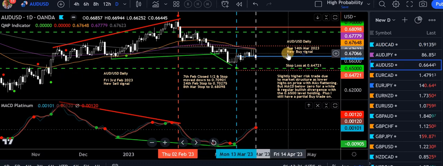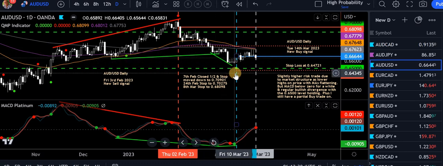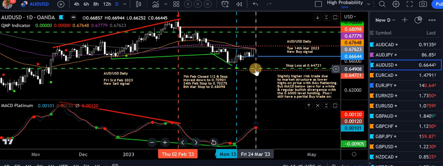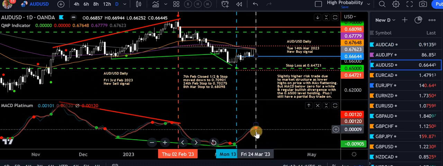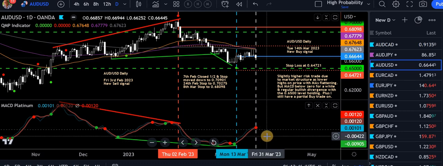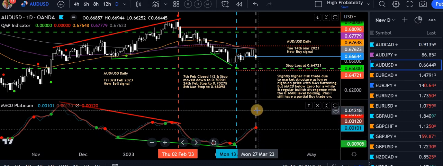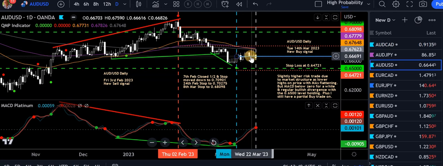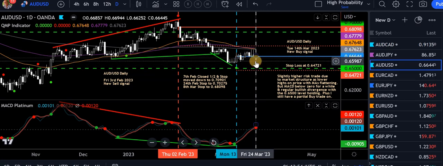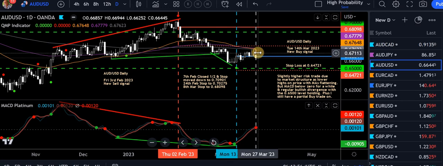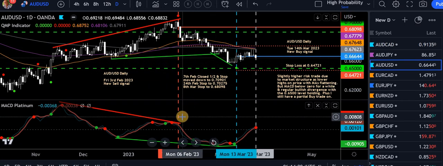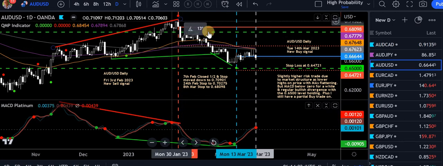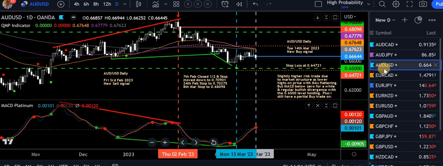In the meantime, I've taken a buy on the 14th of March, and it's just going nowhere fast. Again, very similar to AusCAD. Red dot on the MACD Platinum just above the zero level, but it still puts me in a warning mode. If I get a sell on Tuesday or something like that, I'd close out the buy and maybe take another sell. Just wondering if there's any real divergence there. No. So that's Aussie USD.